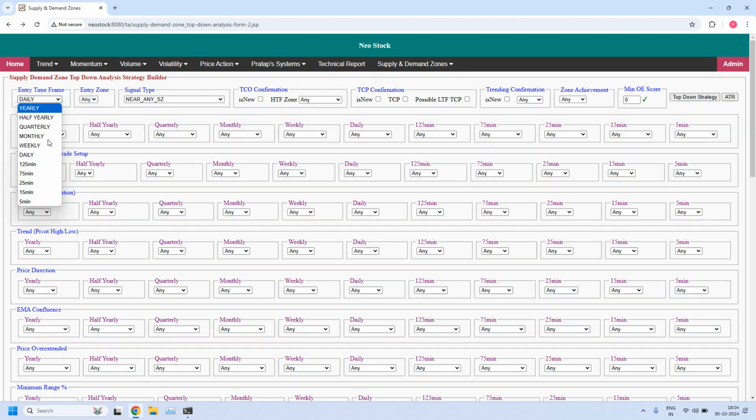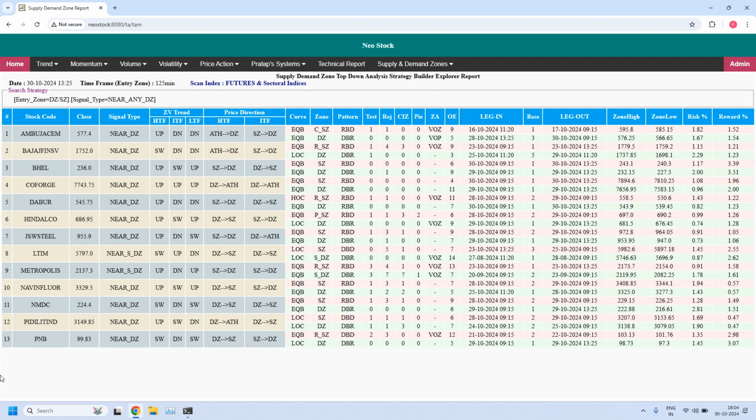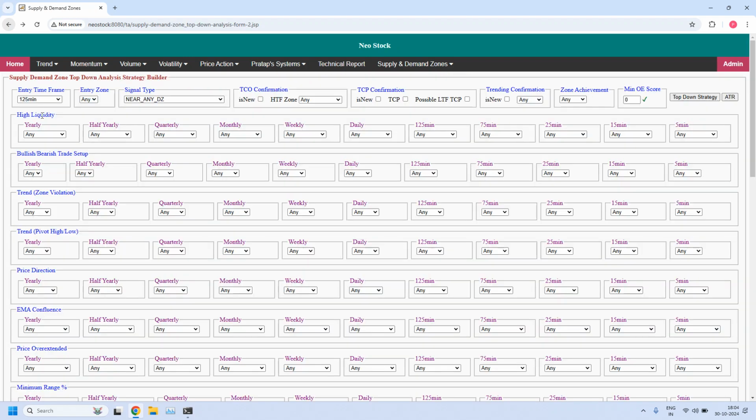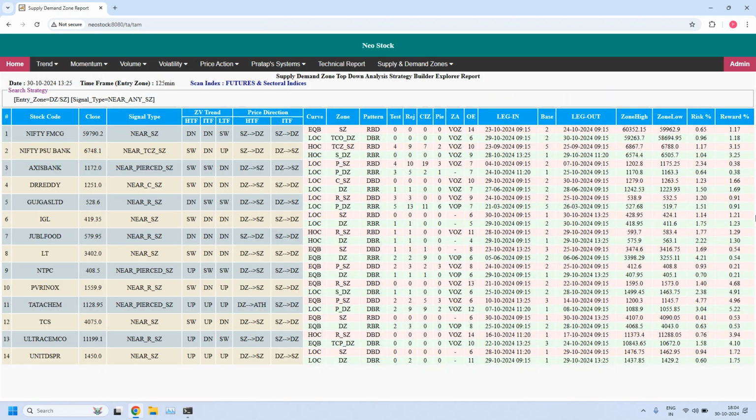Okay, next time frame is 125 minutes. Let's find the stocks near 125 minutes demand zone. 13 stocks are filtered. Next, for 125 minutes time frame, let's find the stocks near 125 minutes supply zone. 14 stocks are filtered.